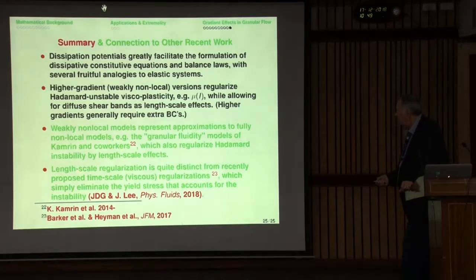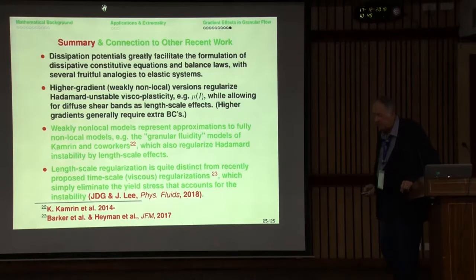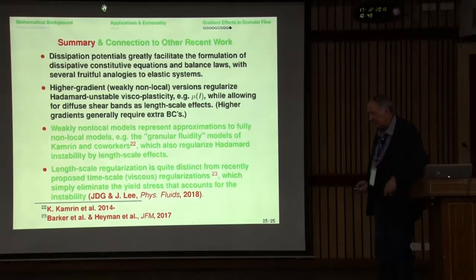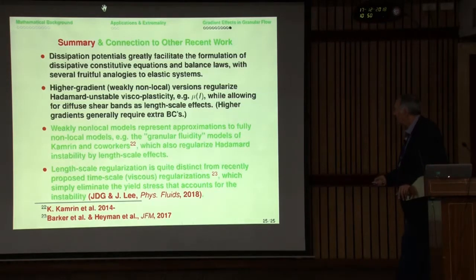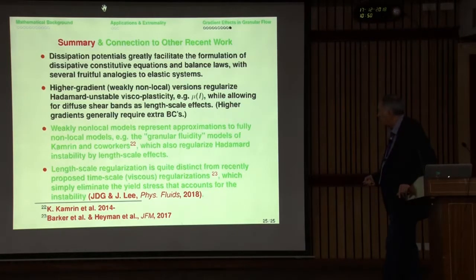Recently, a couple of papers have appeared trying to get rid of the Hadamard instability by time scale effects, by putting in viscous effects. Well, what happens is, in order to do this, you must get rid of the yield stress. The origin of the problem is really the yield stress. And we already know from solid mechanics that plasticity, perfect plasticity, has a tendency to be not unique and to have shear bands. So in some sense, these works wind up replacing yield stress effects by viscous effects.